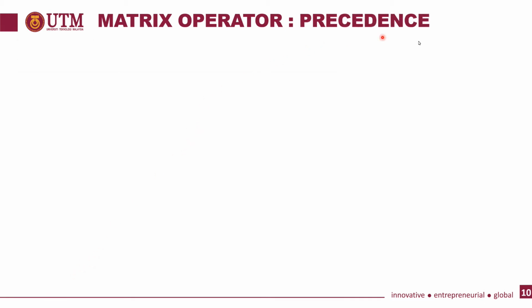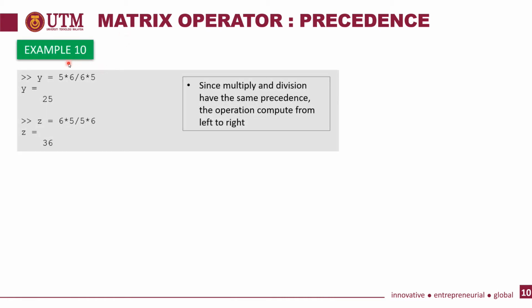Next is the precedence. Which operator do you need to execute first in the matrix operator when you have different expressions mixed together? This is the importance of precedence inside the matrix operator. You need to remember and understand which operation will be executed first. For example here, we have 2 different operations, multiplication and division. But since multiplication and division have the same precedence level, the operations will be computed from left to right.